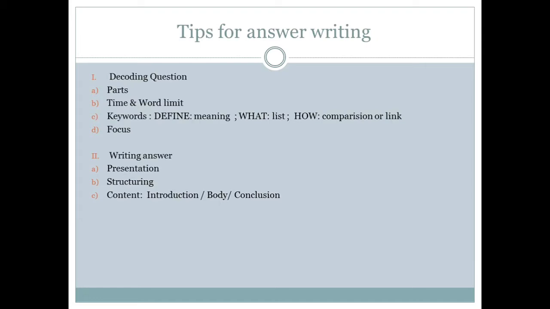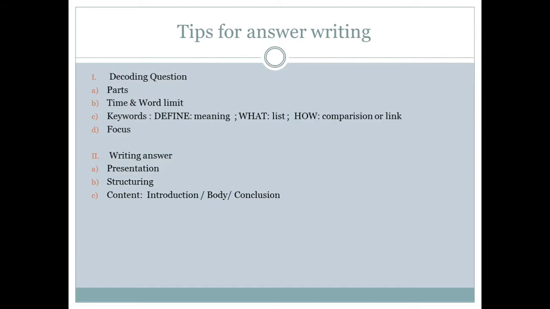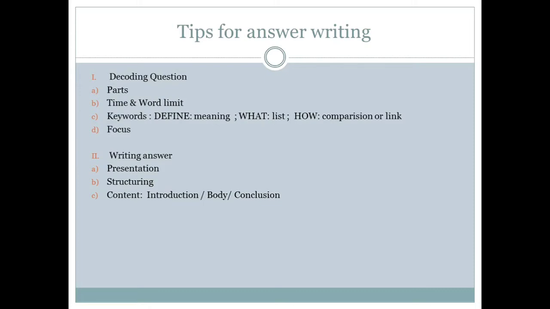The third most important thing is your keywords. In every part you will see the keywords, because these keywords show what your focus is going to be while writing the answer. The first part says define. In define, it is asking you the meaning of pressure group. Clear? The second is what. In what, you have to list. They are asking what are their functions, so you are going to list their functions in a democracy. The third is how. How generally asks you to describe. Over here they are asking how they are different, so they are actually asking you for a comparison or a link between interest groups and pressure groups.